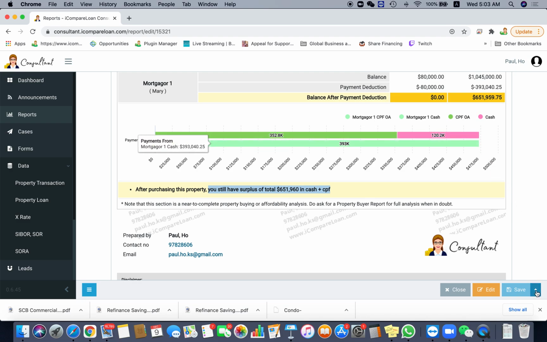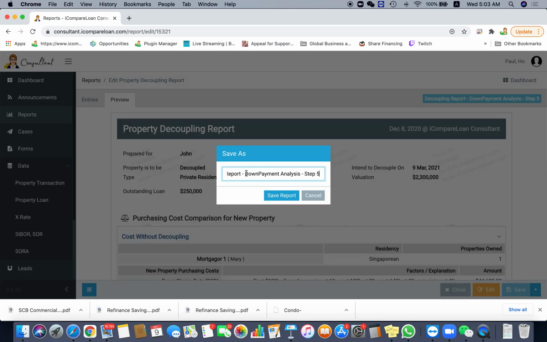Okay, so let's do a save as. All right, so the decoupled person buying another property, right? Step 6, save report.